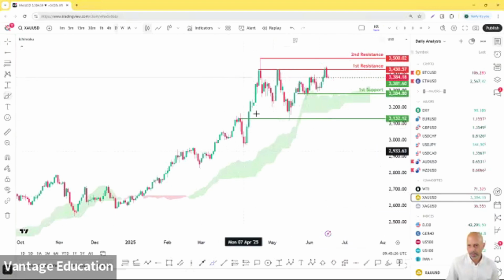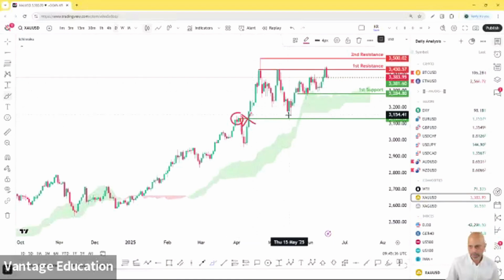We can see previously this level functioning as a strong swing high resistance back in early April, and then after breaking higher in mid-April, we saw gold prices pull back sharply by mid-May, bouncing off the pullback support at 3,132. As it bounces off this level, it creates a very significant overlap, which we can label as the second support.